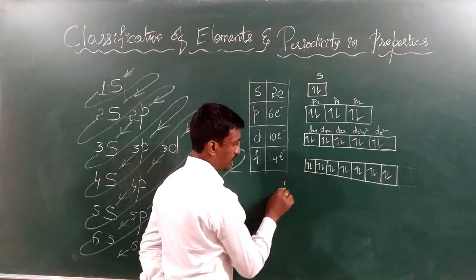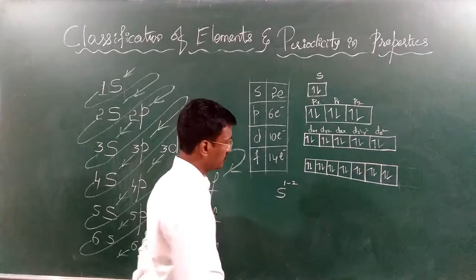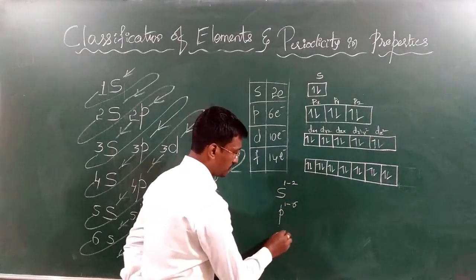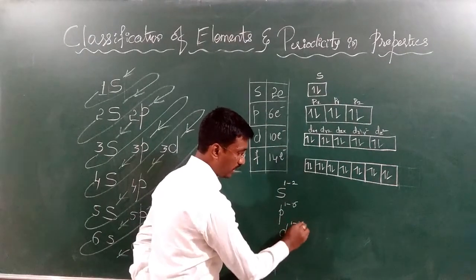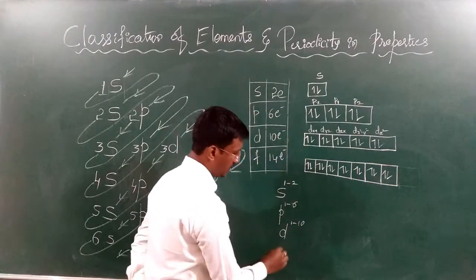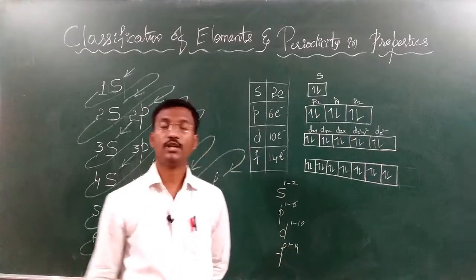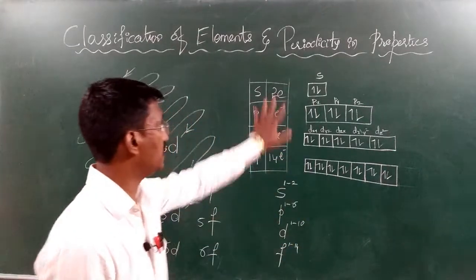For that reason, whenever we are writing the electrons in the S, minimum 1 and maximum is 2. In the P, 1 to 6 electrons can be filled. In the D, 1 to 10 electrons can be filled. In the F, 1 to 14 electrons can be filled. Are you getting why this is so? This one is the energy level.